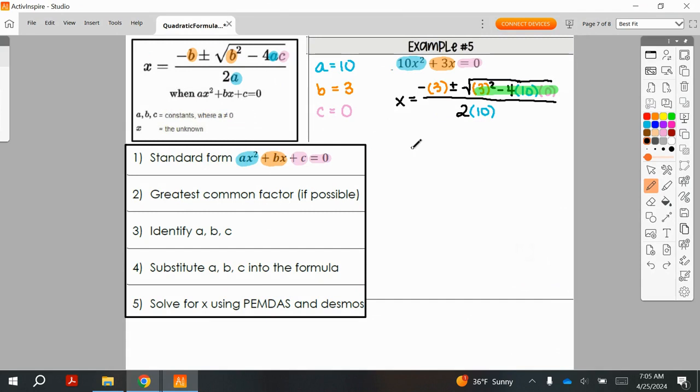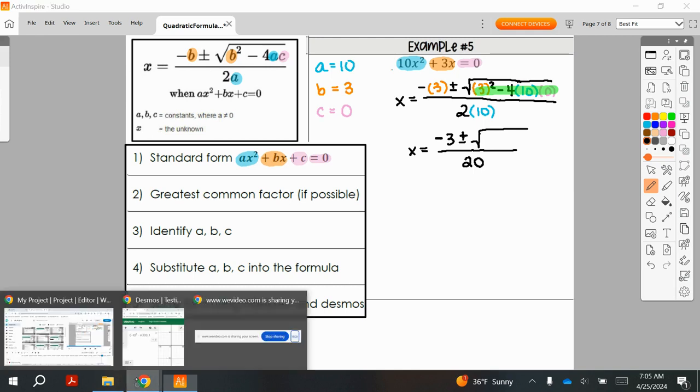Now we simplify this down. X will equal a negative 3 in front of that plus or minus. Remember, we'll put what everything under the square root highlighted in green is in Desmos to get one answer, one number under our square root. And in the denominator, I actually do 2 times 10, which is 20.